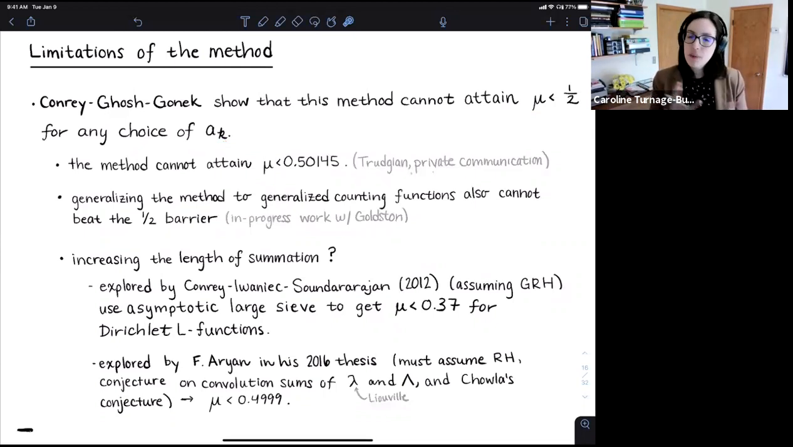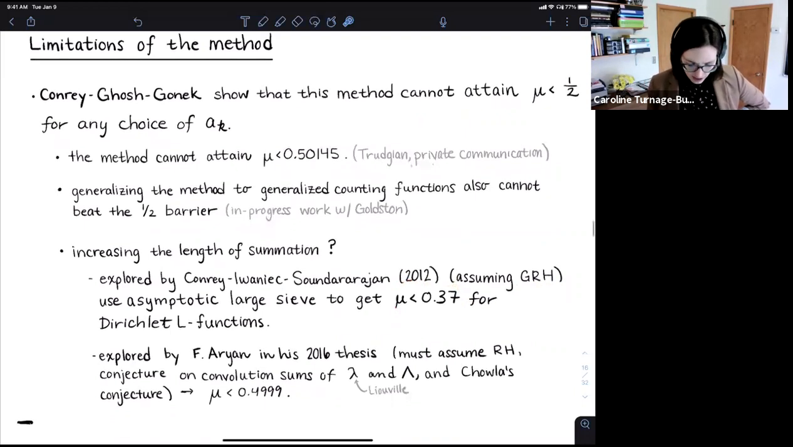Now you might say, well, in the polynomials that you're averaging, maybe if you could increase the length of the polynomial, you could get a better approximation and therefore win. So this has been explored by Conrey, Iwaniec, and Soundararajan. They show, assuming the generalized Riemann hypothesis and using their asymptotic large sieve, that you can get a lot smaller results for Dirichlet L-functions. But they assume the generalized Riemann hypothesis, right? So that means you're not going to say anything about non-existence of Landau-Siegel zeros, because you're already assuming they don't exist.